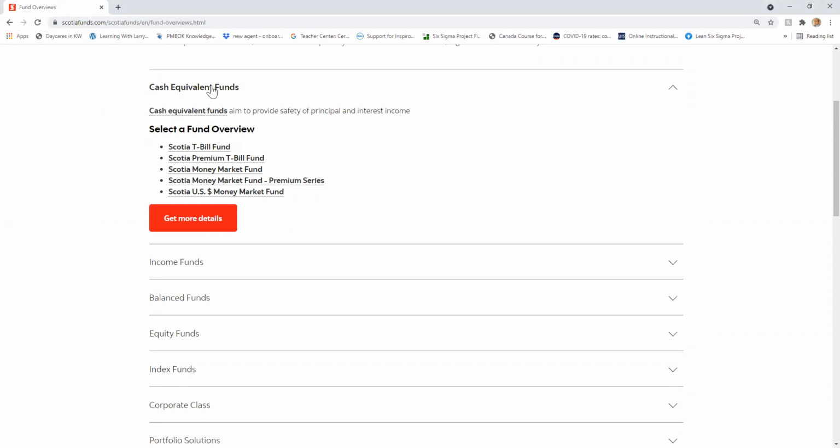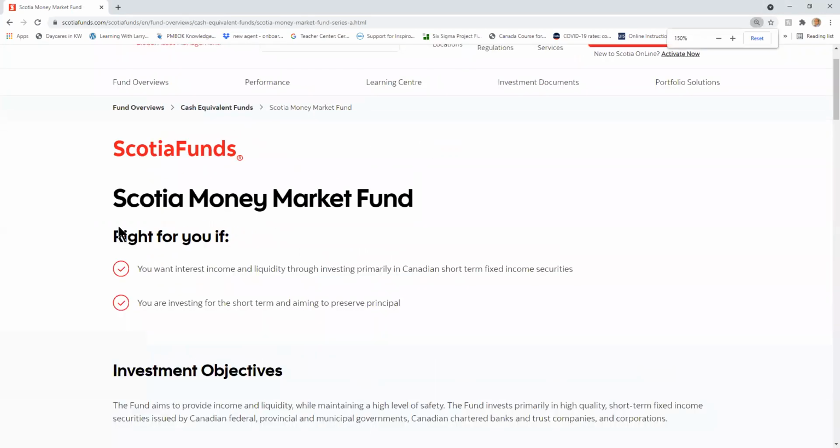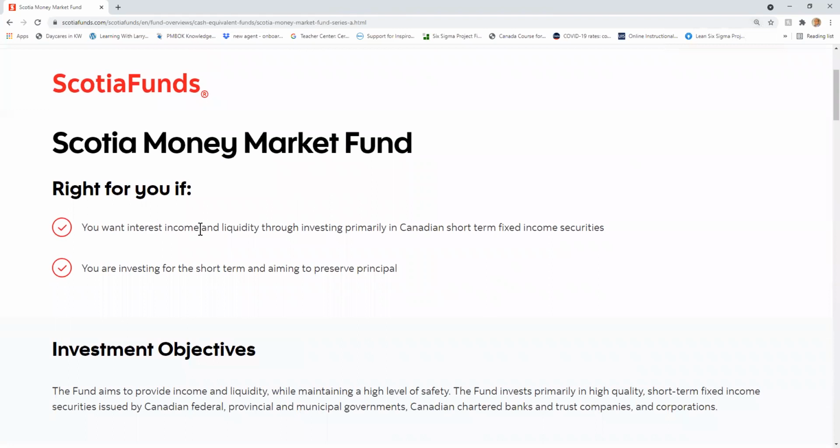Okay. So in your book, in your course, you have the money market fund. So I'm going to go through the money market fund here with you guys. Who is this good for? This is good if you want interest income and liquidity. So what do we mean by liquidity? Anybody want to tell me what is the meaning of liquidity?